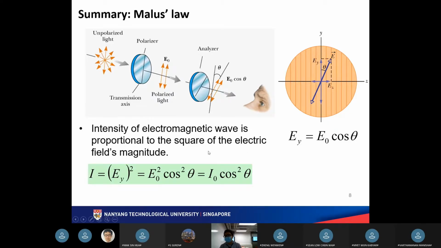Another important issue you have to understand is that, apart from the intensity decreasing by cosine theta squared, the electric field of light passing through the polarizer will also change to the direction parallel to the transmission axis. Originally, for example, light is along the horizontal direction, and then there is a polarizer at a certain angle with respect to this vertical direction, and its electric field will also be rotated to the corresponding direction. This is another important thing you have to understand.